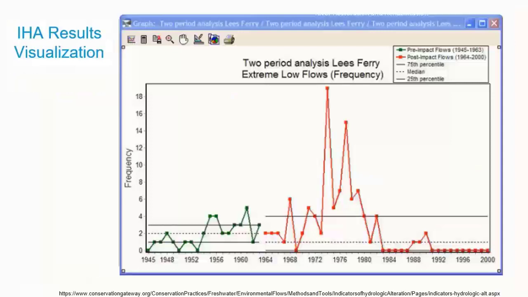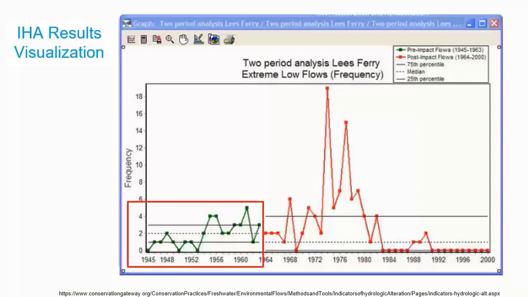The results of all statistical parameters generated with the IHA software may be visualized graphically or presented in tabular form. This is an image of the annual frequency of extreme low flows before and after the construction of Flaming Gorge Dam on the Green River. Occasional extreme low flows are important to the health of rivers, as they help control numbers of invasive species, enable the survival of certain native floodplain plant species, and benefit certain fish species.